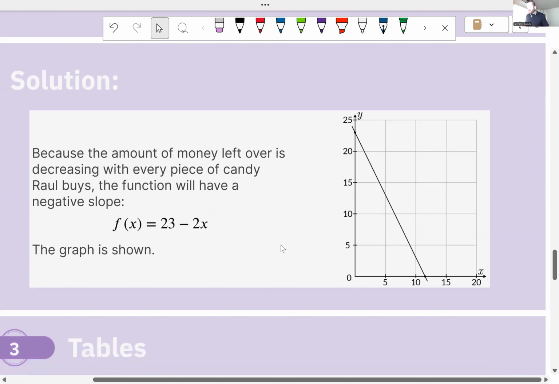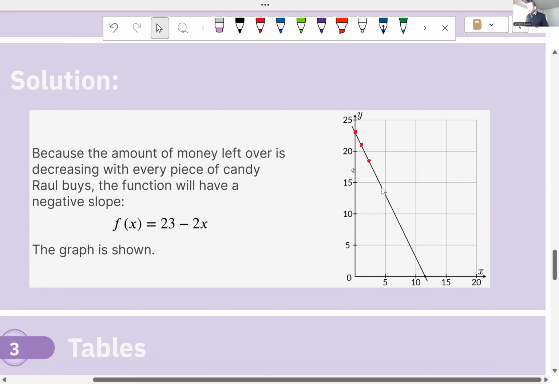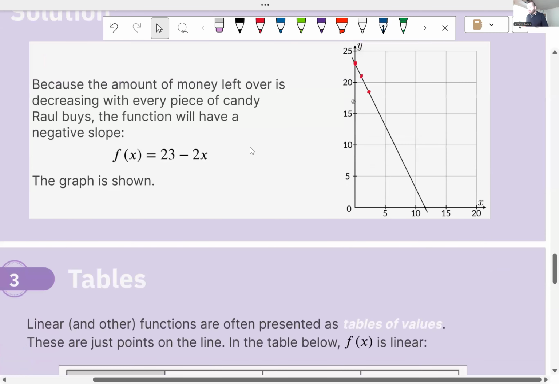So if we go here, this is what our function is going to look like. y equals 23 minus 2x. And 23 is our starting value. And we're going to go down 2 and over 1. Down 2, over 1. And the process is going to repeat itself. And so we get this linear function here.